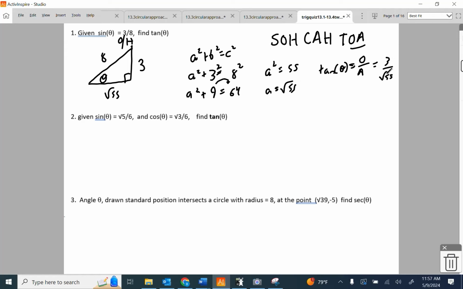And Mr. Milbrath has been telling you at least 4 times a day during the last 2 weeks that we're going to multiply the top and bottom by whatever that radical is, and I did not create that rule, so don't be mad at me.